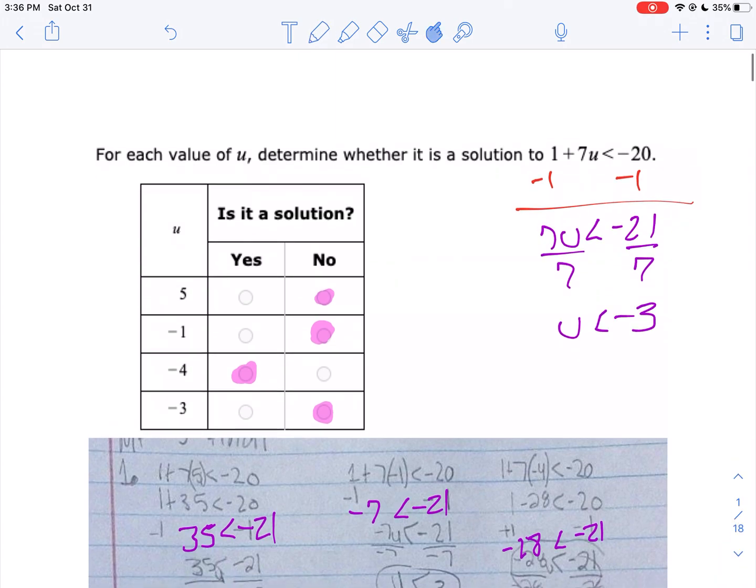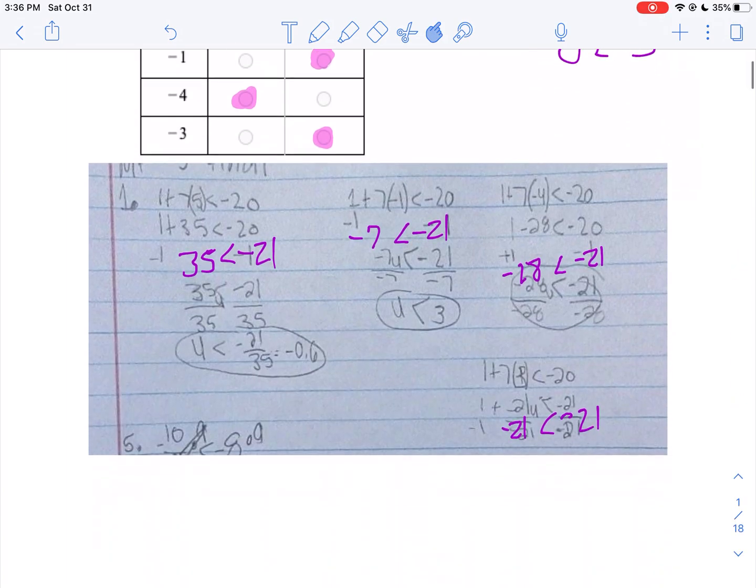Is 5 less than negative 3? No. Is negative 1 less than negative 3? No. Is negative 4 less than negative 3? Yes. And finally, is negative 3 less than negative 3? No. I think that doing it that way might have been a lot easier than the way you did it.